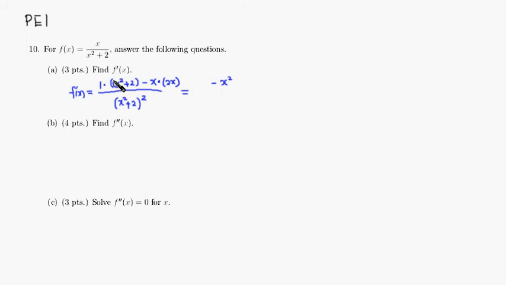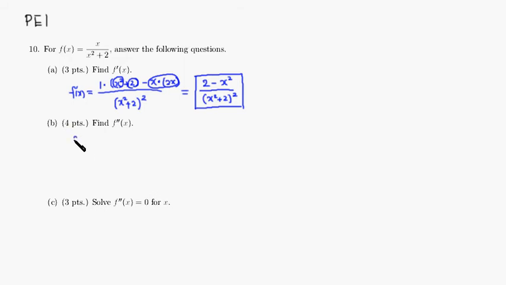Then that will take care of x here, x squared there, and 2x squared there. You just have 2 here. So it's a 2 minus x squared over quantity x squared plus 2 squared. So that's our first derivative. f prime of x looks like this. Then we need to take another derivative for part B.